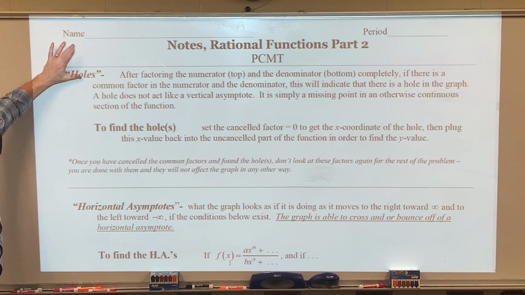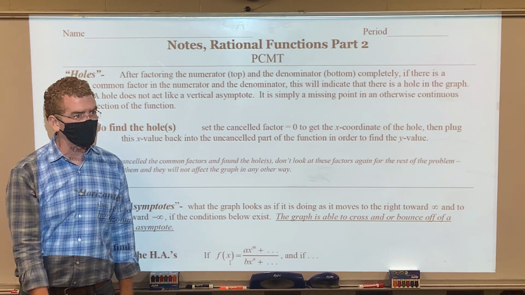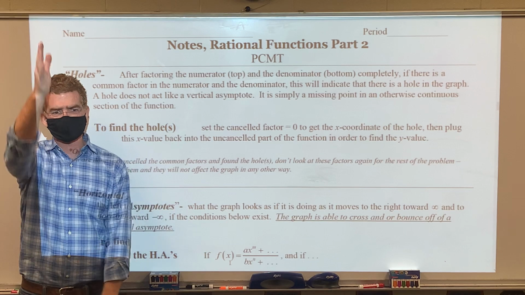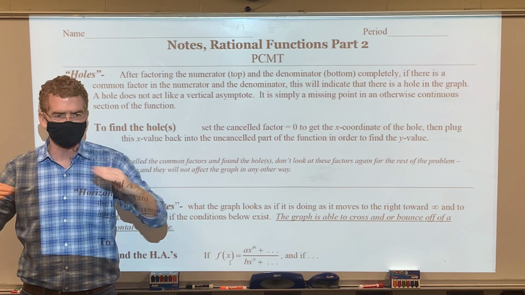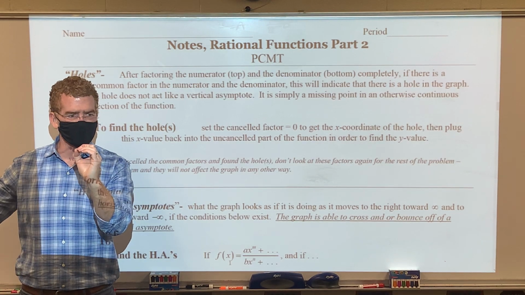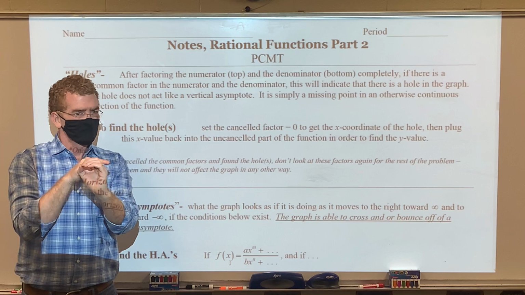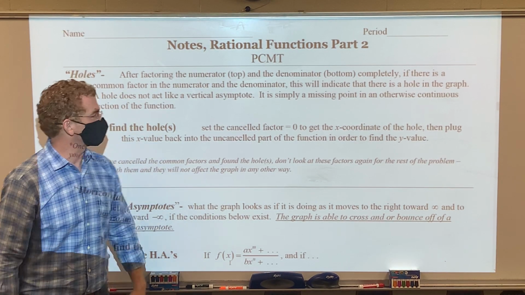Okay? So holes. We already mentioned a hole is a place in the graph where the graph is undefined. But the difference between it and a VA is, as it approaches a VA, what does it have to do? Follow it up or down or whatever. Okay? But a hole just does what? Runs into it, hops out the other side. So literally, we want to cancel those holes out, and we can figure out what the graph looks like.